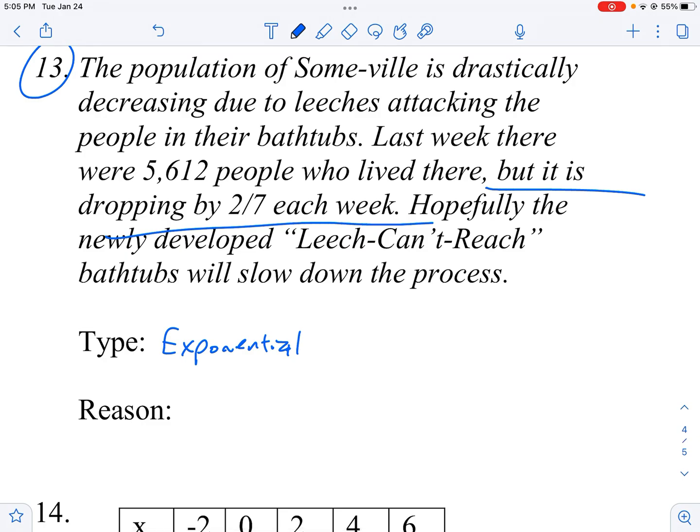So our reason here, it has a growth factor. Let's actually figure out what that growth factor is. If you lose 2/7 of the people, what portion is still there? Hopefully you can remember that 1 minus 2/7 is going to be 5/7. So we have a growth factor of 5/7. 5/7 are still there, and each week you keep 5/7 because you're losing 2/7.